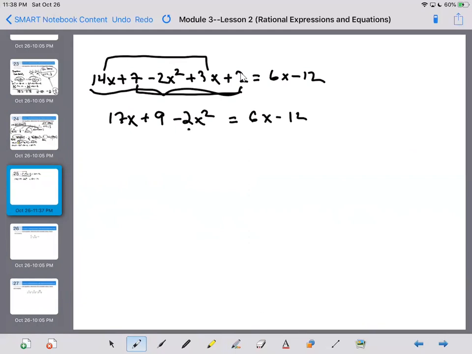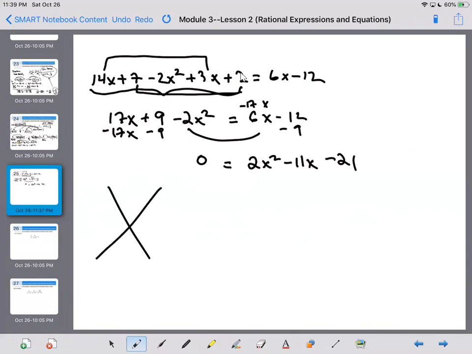So I'm going to add, so I'll make it 2x squared. I'm going to subtract 17x from the 6x, so that'll be negative 11x, and then subtract the 9, so that'll be negative 21. So I'm going to have 2x squared minus 11x minus 21 is equal to 0. So what I'm trying to figure is, okay, a times c, which would be negative 42, and it has to add to give me negative 11. So that would be negative 14 and 3.